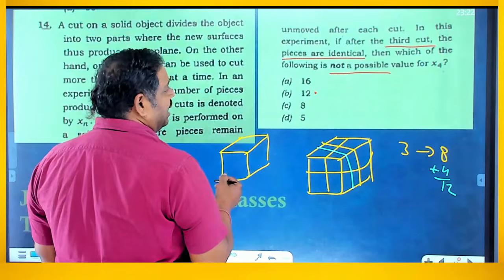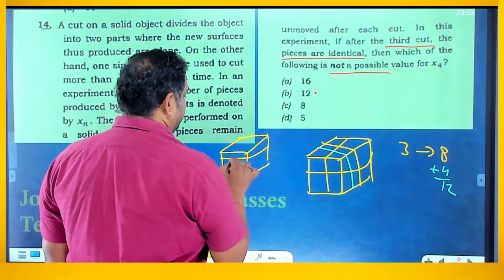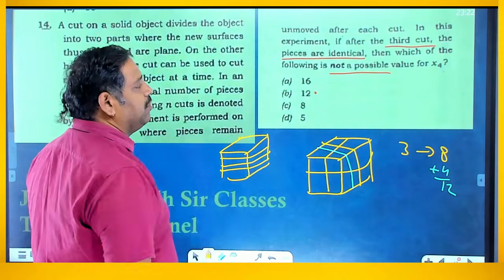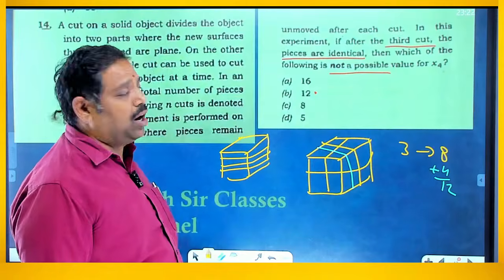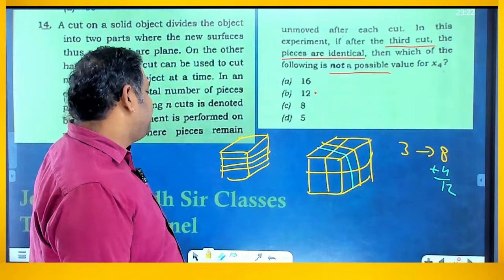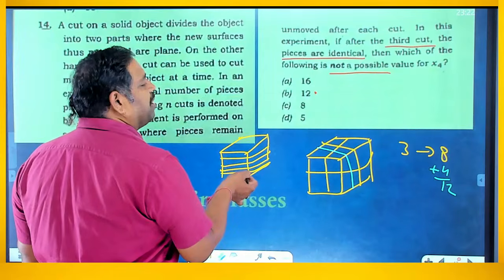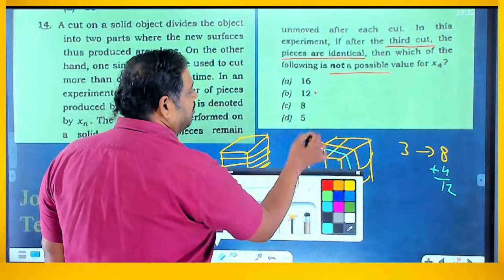Okay, I made 3 cuts, no? Okay, 1, 2, 3. Such that those 3 slices, it will become 4 pieces, right? Okay, all are identical. Now, if I make one more cut like this, automatically it will become 5 pieces, right? So that means that 5 is also a possibility.